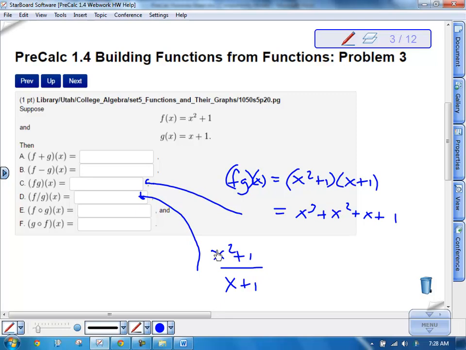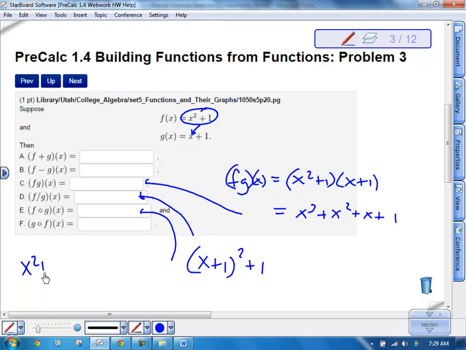And then the compositions, we've done that in the previous problem, but do g first. So it'd be x plus 1, and stick that into f. So it'd be (x plus 1) squared plus 1. That would go right here. You can simplify that if you want. And the next one says take function f and plug it into g. So take this function and plug it right in there. So you'll have x squared plus 1 in parentheses plus 1, so it'd be x squared plus 2 right there.